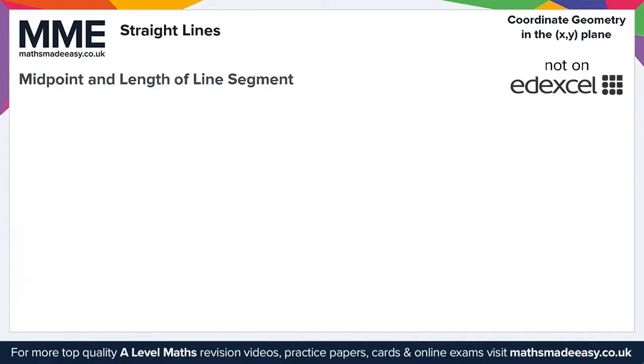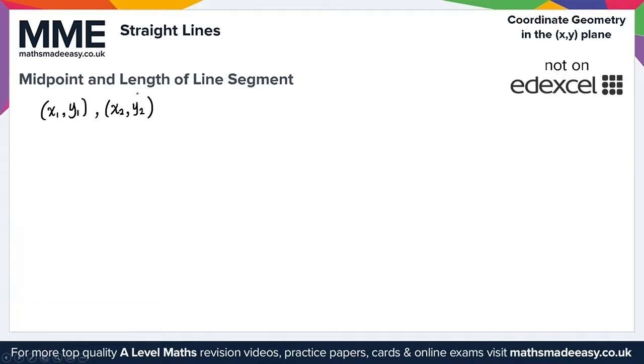Now taking a look at the midpoint and length of a line segment. So what we're going to do here is just take two general points and then investigate the idea of the midpoint and the length of that line. So if we take two general points here, let's say we've got the point x1, y1. We've also got another general point here, say x2, y2.